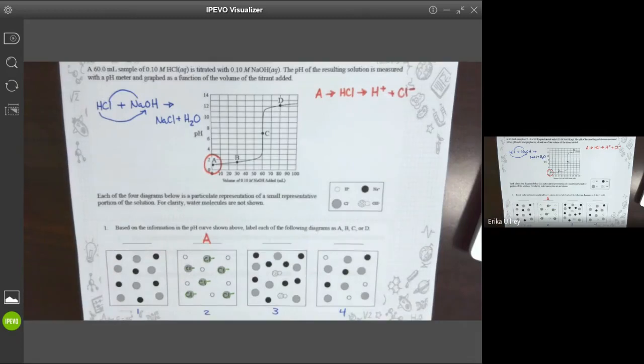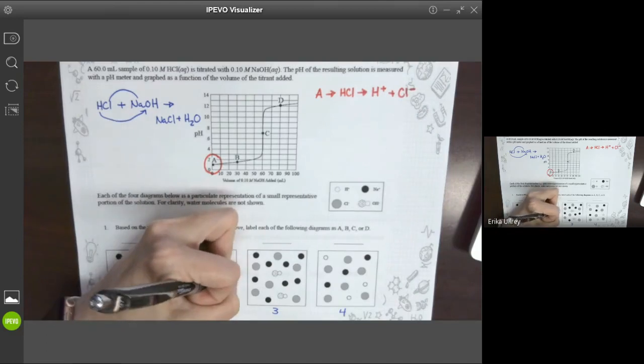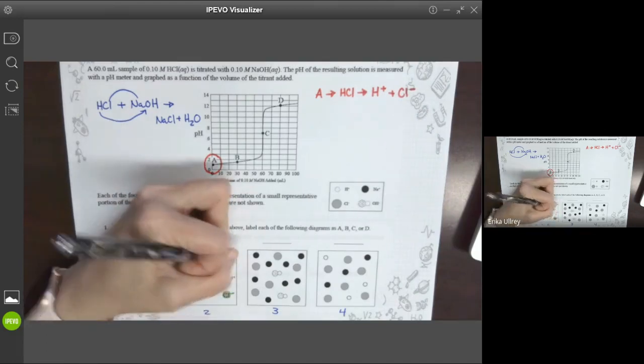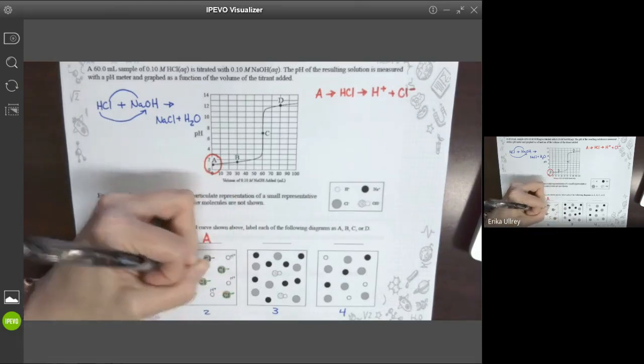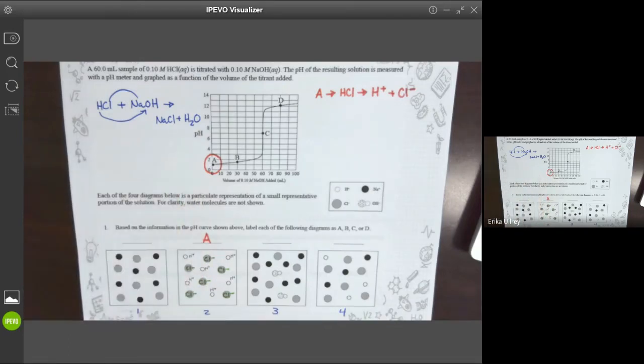Each one of these is my H plus. So the only things in the solution are Cl's and H pluses. This is what it would be initially. Okay, so then let's look at point B.